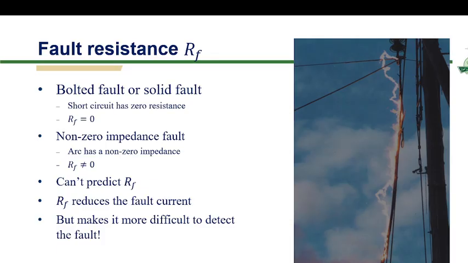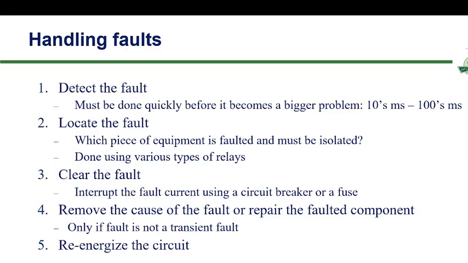On the other hand, it creates challenges for protection systems as lower fault currents are harder to detect reliably. Additionally, since fault resistance can vary and is difficult to predict accurately, it adds uncertainty to system analysis and protection design. So I want to stop up to this slide and have a 10-minute break.